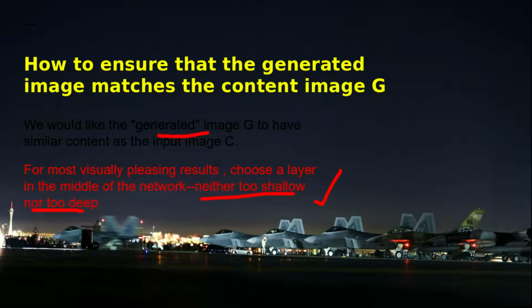We don't have to choose any layer which is too shallow or too deep, because if we choose the deeper layers, then the style features of the style image are going to be more dominant over the content image, and we want an image which has balanced features from both these images. So suppose you have picked one hidden layer to use.